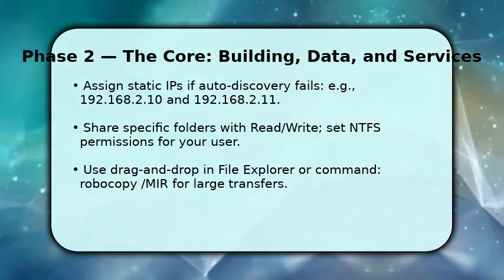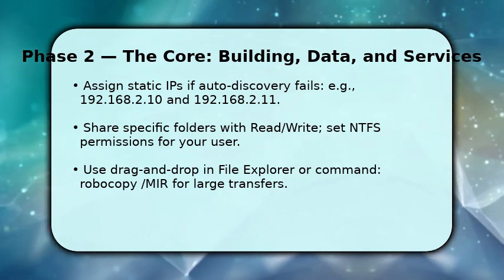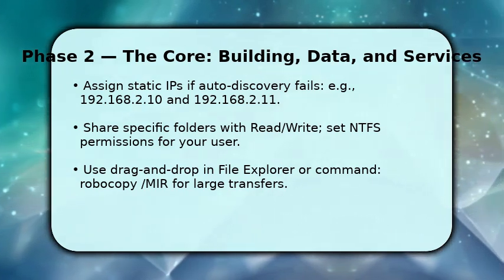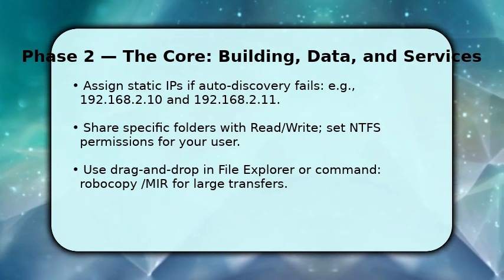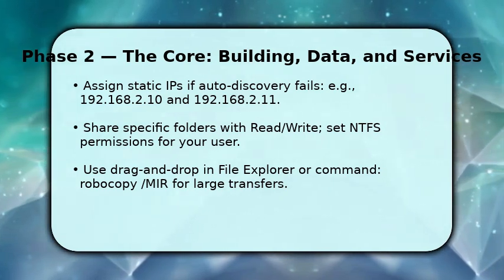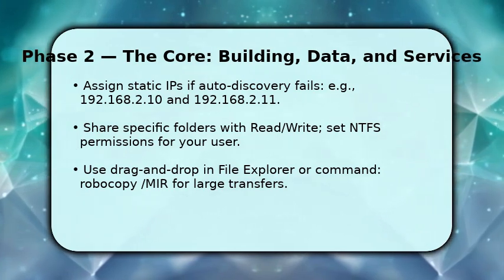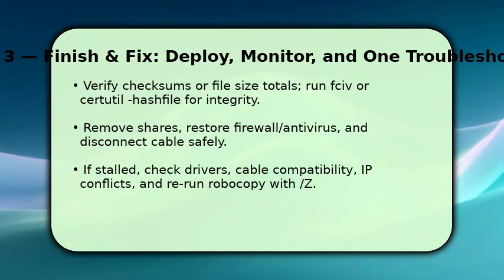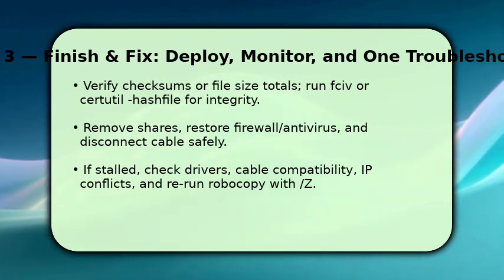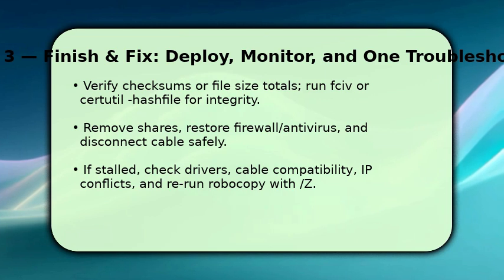For bulk moves, use robocopy with /mir to mirror directories. This preserves timestamps and retries on errors. Make sure NTFS permissions grant your account read and write, and verify the first small file copy before you finish by validating that files arrived intact. Compare sizes or run a checksum tool like sudo-hashfile on a sample.